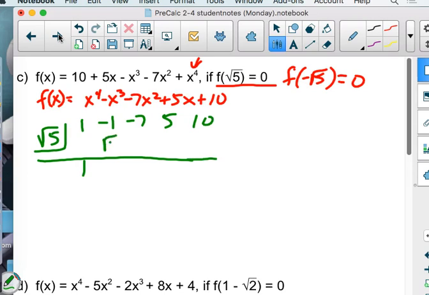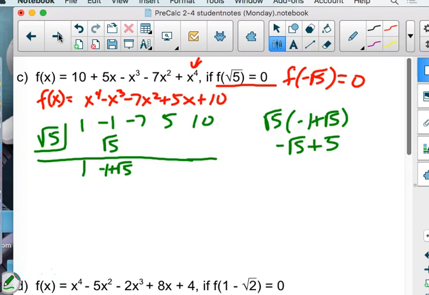1 times the square root of 5 is the square root of 5. Unfortunately, you can't add -1 and the square root of 5. One's an integer and one's a radical. So it's going to be -1 plus the square root of 5. And this is where it's kind of helpful to have a little piece of scratch room on your paper. Because the next thing we have to do is multiply. So the square root of 5 times the quantity -1 plus the square root of 5 will be the negative square root of 5 plus square root of 5 times the square root of 5 is the square root of 25, which is 5. So what we need to put in this next space is 5 minus the square root of 5. But we have -7 plus 5, which is -2 minus the square root of 5.